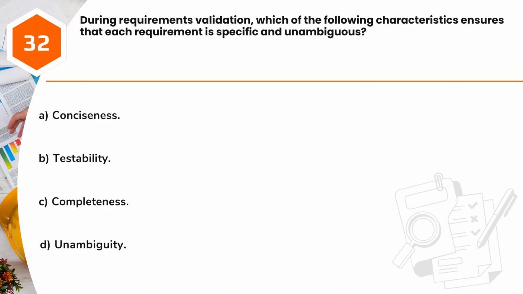Question 32. During requirements validation, which of the following characteristics ensures that each requirement is specific and unambiguous? A. Conciseness. B. Testability. C. Completeness. D. Unambiguity.